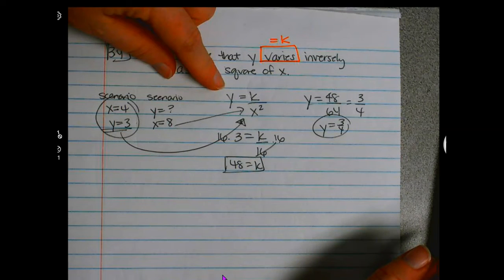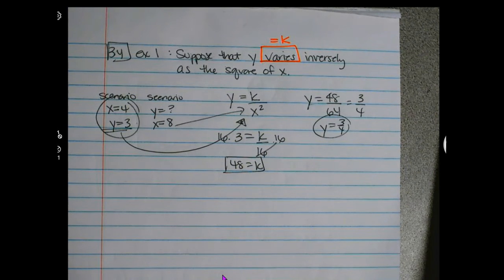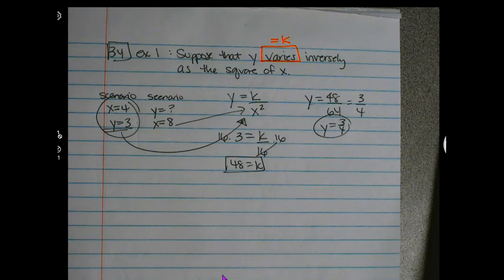Are you good, or I can't tell? No, I'm good. Okay. So the words that you needed to learn this time were inversely, and joint would just mean you had more than one thing happening. So we'll probably look at some problems like that on a different day. I'm still catching you up.